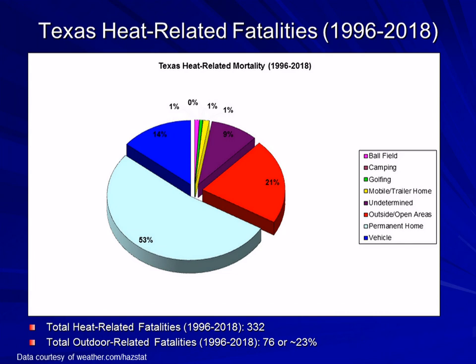While most fatalities occur inside homes without adequate cooling, 23% of the heat-related fatalities over this 22-year period in Texas occurred outdoors. So what can be done to prevent future fatalities?